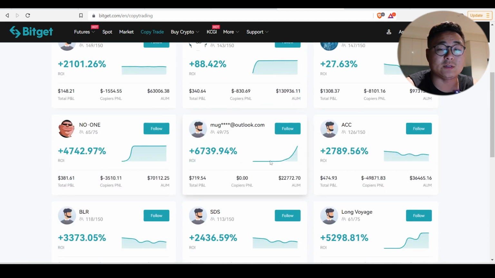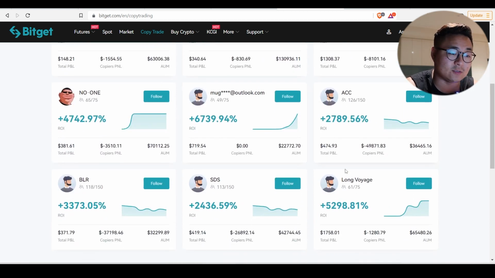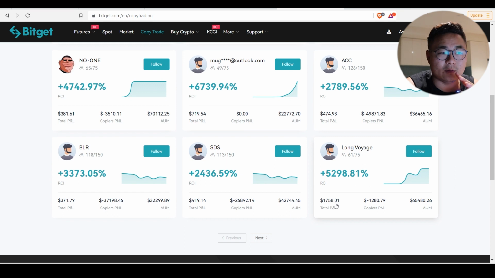Now, some of these numbers are absolutely crazy, like 6,000%, 2,000%, 5,000%. It is likely that they've just lucked out, or they have a really small account. When they have a small account, they can risk a lot and therefore hit those moons really quickly. I'll give you an example.